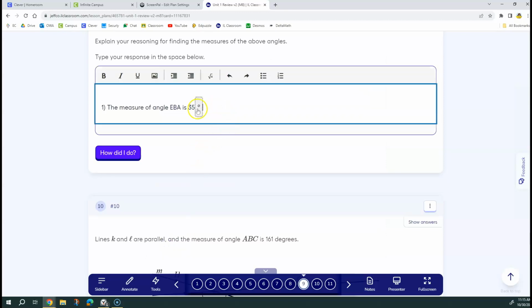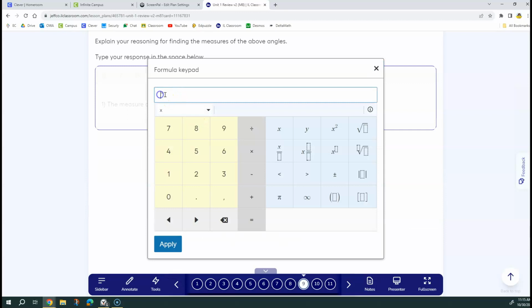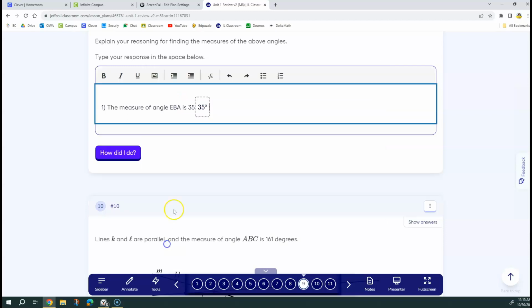Okay, so 35 degrees. Actually, let me go ahead and just type in there and then erase this. The measure of angle EBA is 35 degrees because this angle is, remember the word that adds up to be 180? Supplementary to our given angle, because our given angle is 145 degrees.